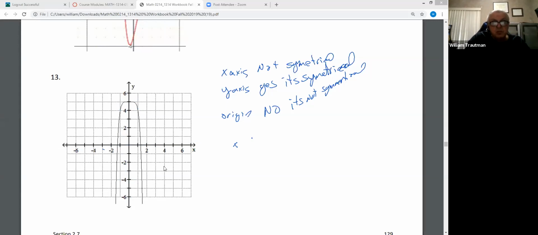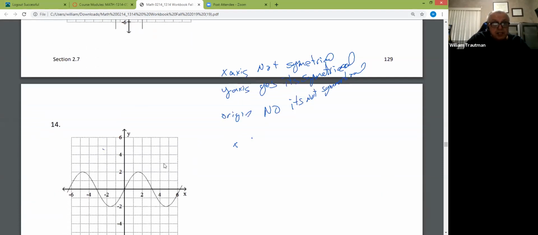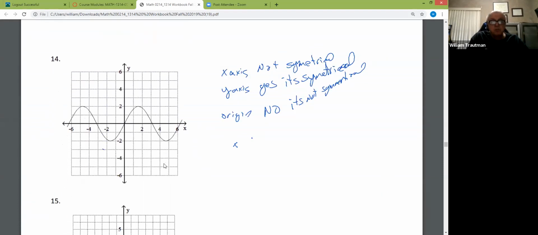All right, so I'm going to go to number 14 now. And if I look at the x-axis, let me erase these.